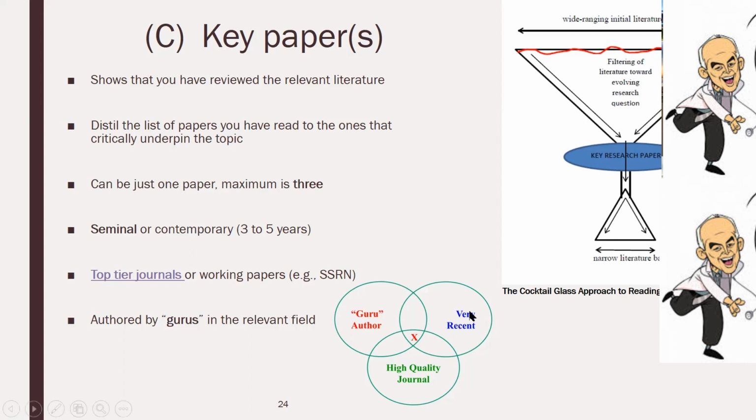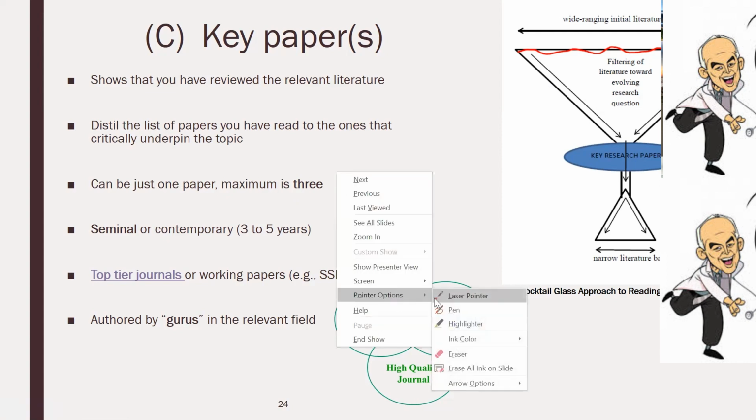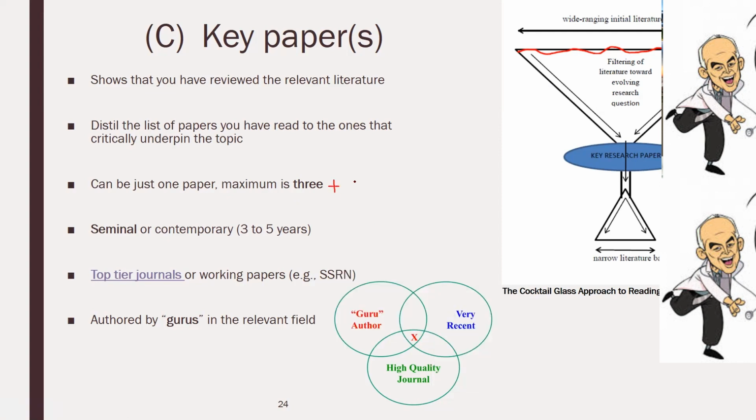And very recent, 3 to 5 years. The question that is critical here is: if you focus on recent papers, 3 to 5 years, what about the seminal papers? Professor Robert has given a revised rule: 3 plus 1. So 3 papers that are recent plus 1 that is a seminal paper. You can also bring that.